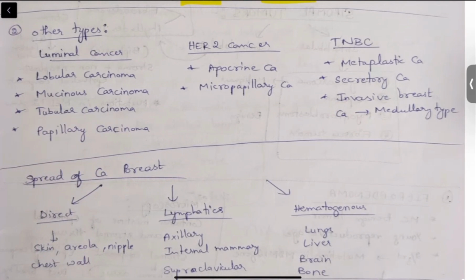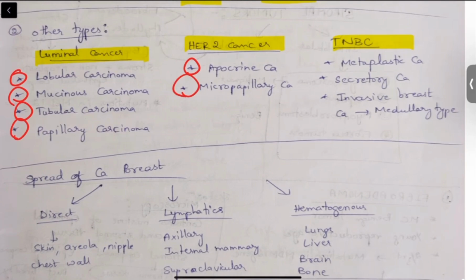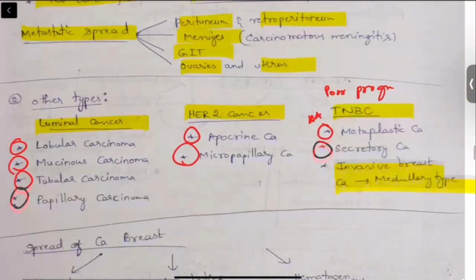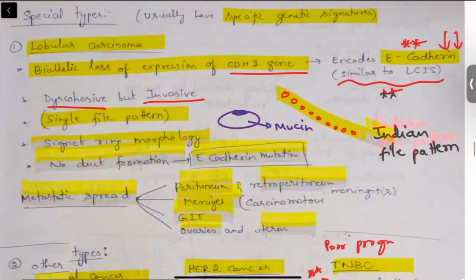Now, what are the other special types of breast cancer? Invasive carcinoma, that is luminal cancer, HER2 cancer, TNBC, triple negative breast cancer. Luminal cancers include lobular carcinoma, mucinous, tubular and papillary. Just remember the names, that's enough. HER2 cancers include apocrine and micropapillary, and triple negative cancers have the poorest prognosis. Hence, these should be remembered. Among all this, invasive inflammatory breast cancer of medullary type is important. So this was about invasive carcinoma, of special type and not of special type.